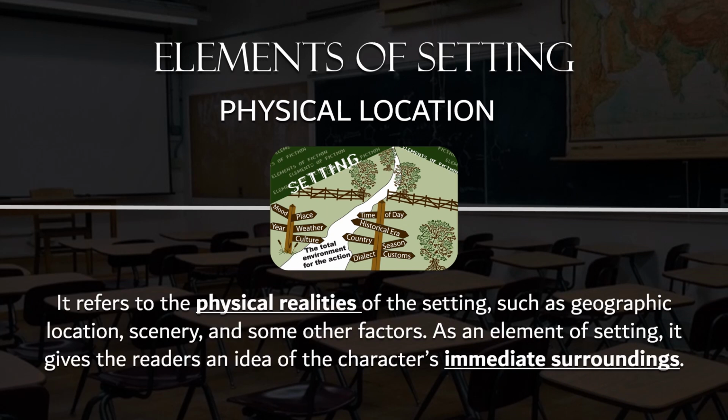Physical location refers to the physical realities of the setting, such as the geographic location, scenery, and some other factors. As an element of setting, it gives the readers an idea of the character's immediate surroundings.